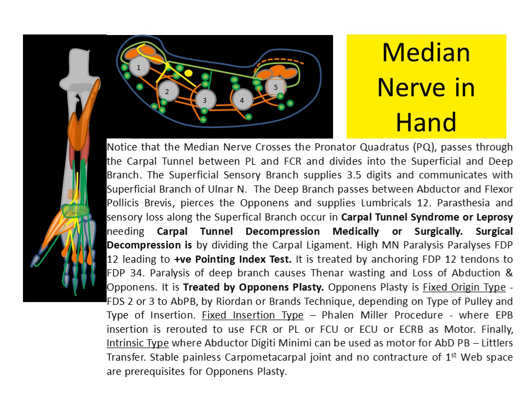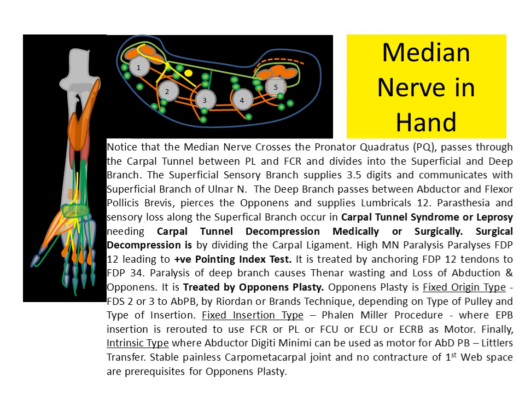Opponensplasty is of the fixed origin type, where the FDS, flexor digitorum superficialis, second or third, is transferred to the abductor pollicis brevis of the thumb by Riordan's or Brand's technique. The two techniques differ depending on the type of pulley that is used to change the direction of the FDS tendon and the type of insertion into the abductor pollicis brevis.